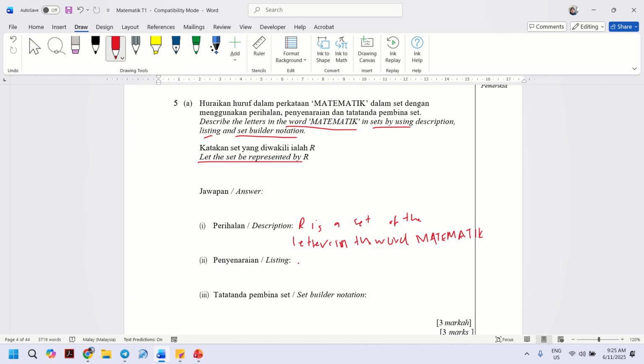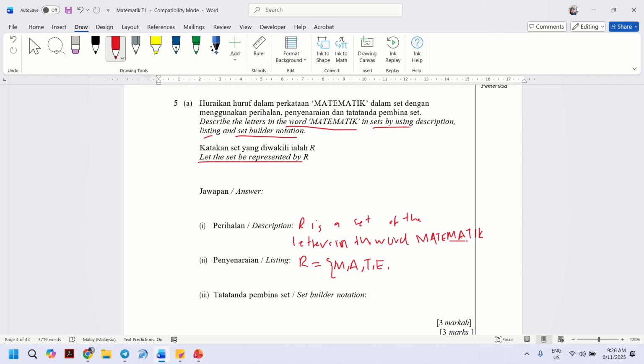So if you want to do the listing, R. Make sure it is indexed, in set notation. So we have to list all the elements that are in the word mathematics. M-A-T-E, M-A.